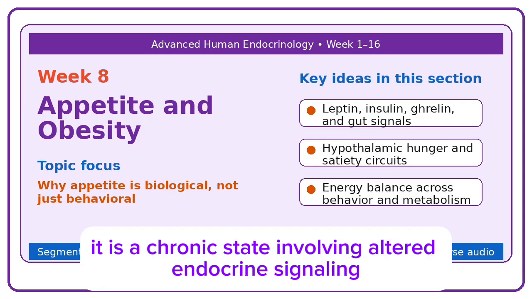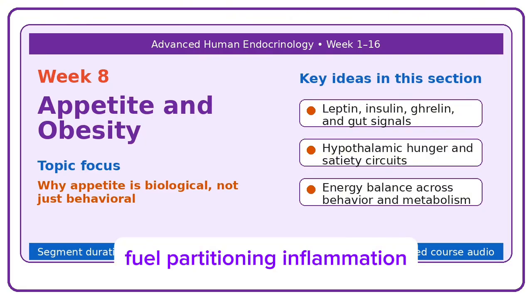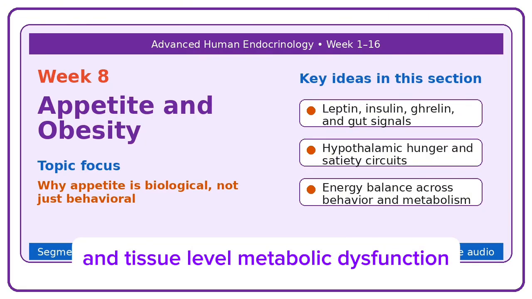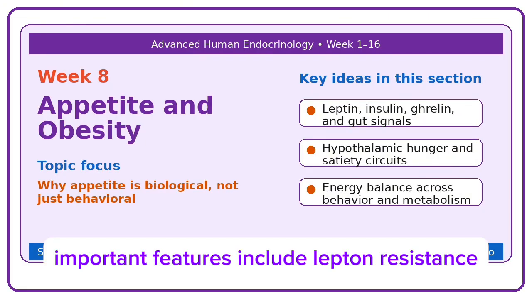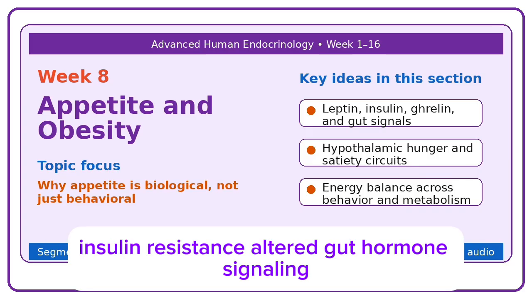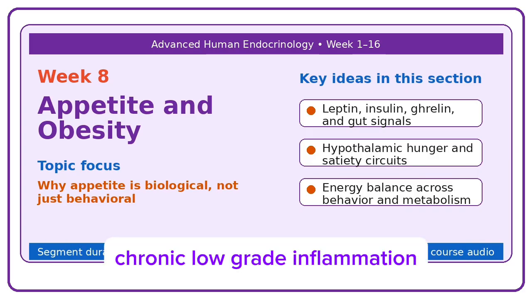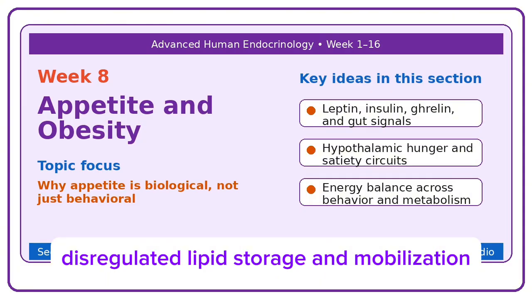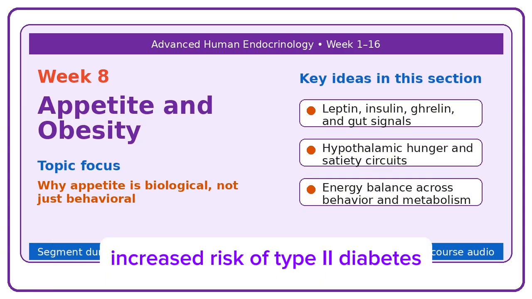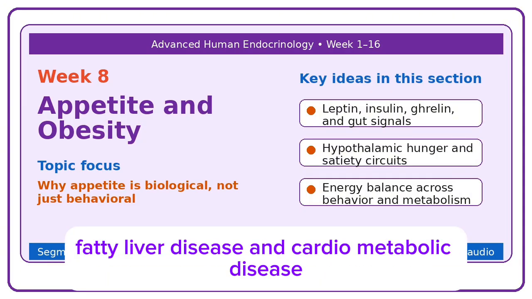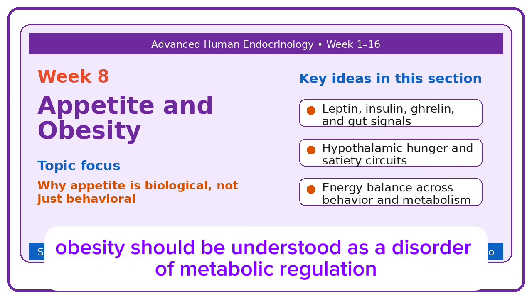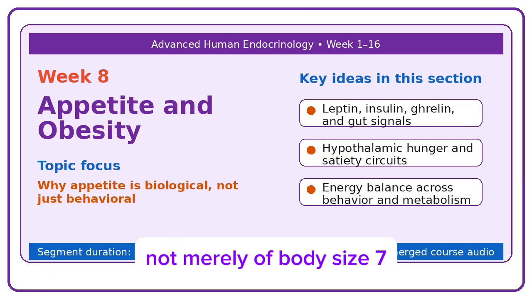It is a chronic state involving altered endocrine signaling, fuel partitioning, inflammation, and tissue-level metabolic dysfunction. Important features include leptin resistance, insulin resistance, altered gut hormone signaling, chronic low-grade inflammation, dysregulated lipid storage and mobilization, increased risk of type 2 diabetes, fatty liver disease, and cardiometabolic disease. Thus, obesity should be understood as a disorder of metabolic regulation, not merely of body size.